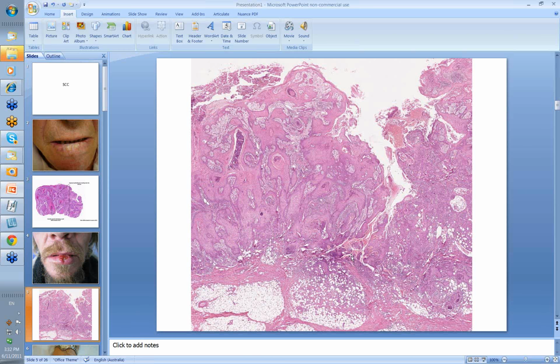This is a picture of a more aggressive SCC. There is still some keratinization here, but you can see this has invaded almost down to the fat layer here, and it would have ulcerated as well.